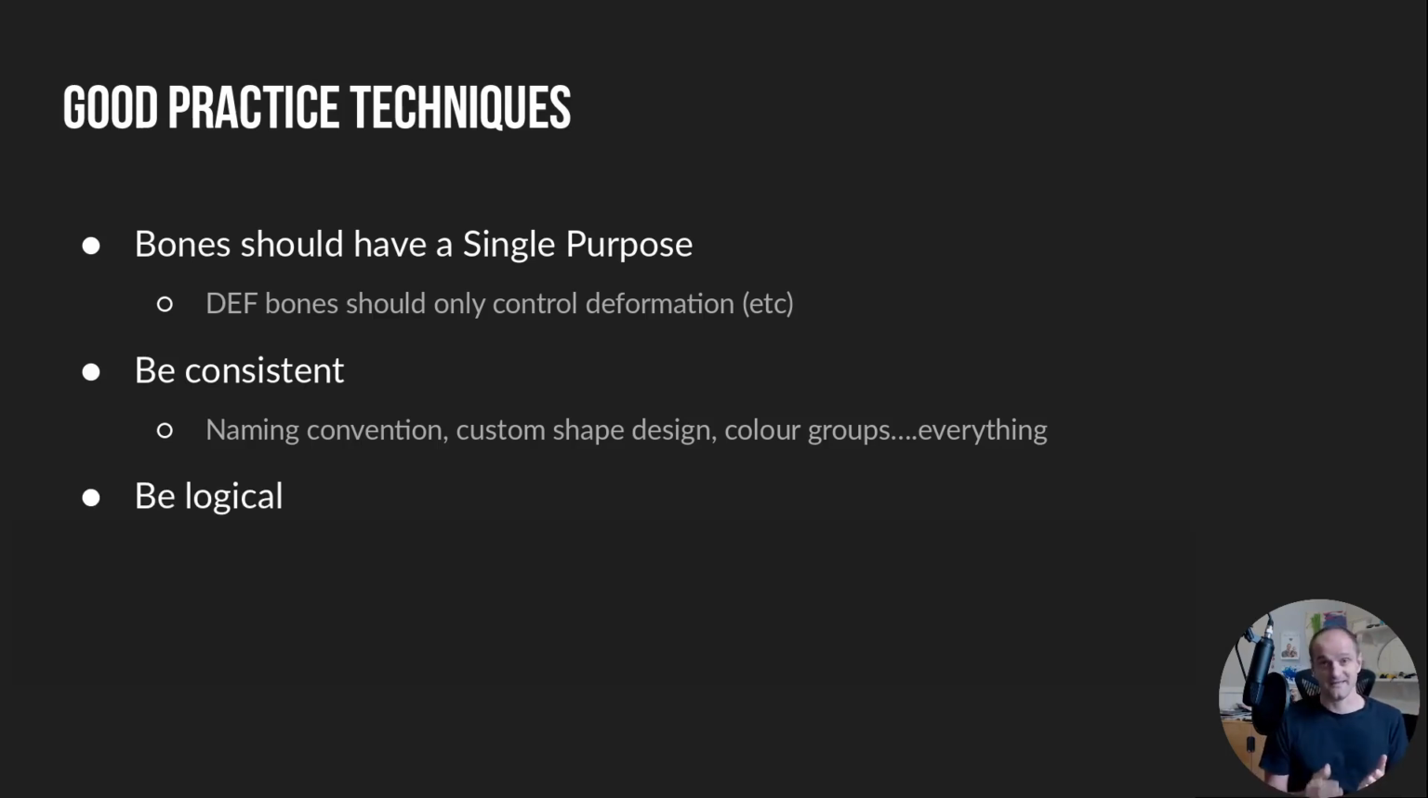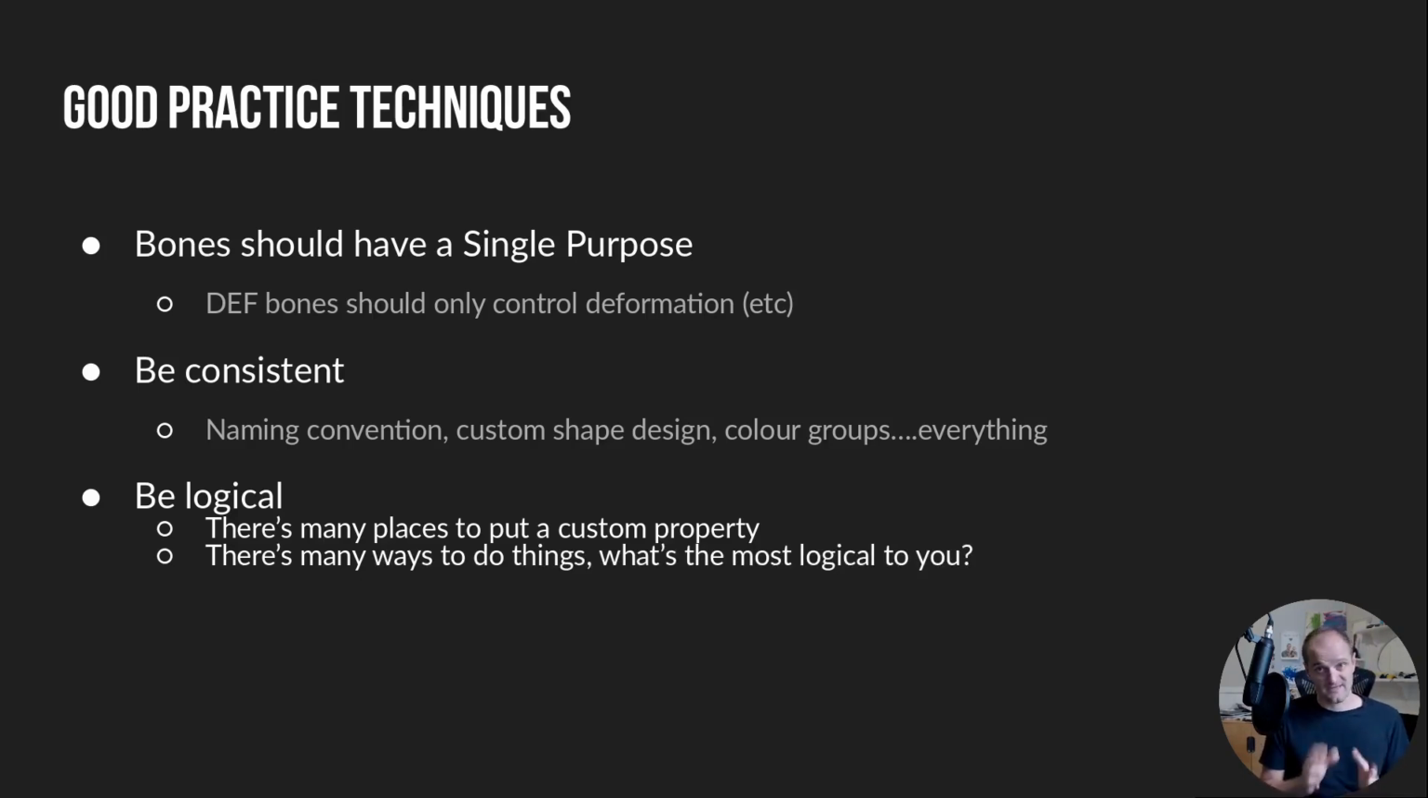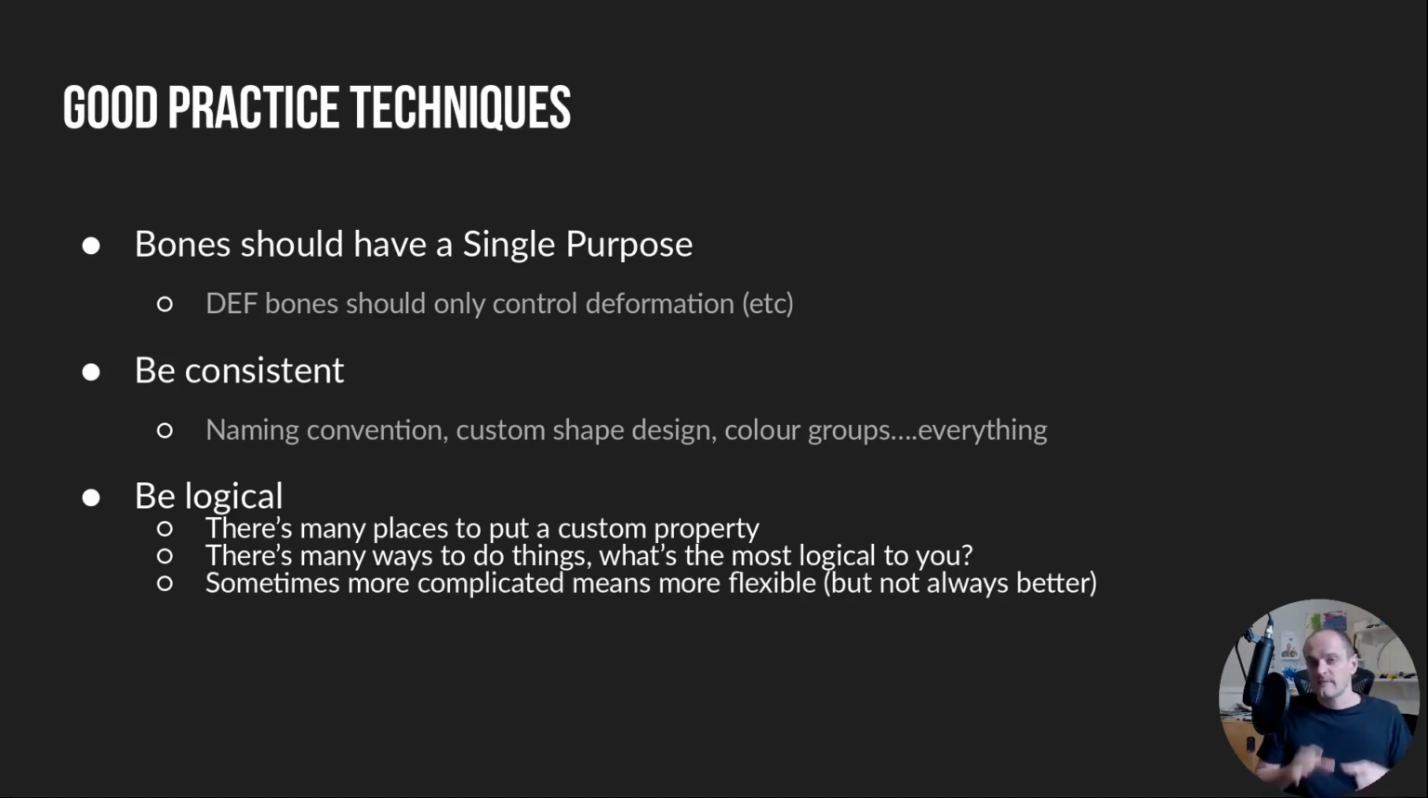And finally, be logical. This can mean many things. For example, there's many places that you can create a custom property, so you need to think of the most logical place to put it. There's also many ways of doing the same thing. So you need to decide as a rigger what is the most logical way for you and your workflow. And don't be afraid to try a few things out and go, oh, it's not logical for me to do that. It takes me longer to do it that way. And sometimes making something more complicated will give it more flexibility, but you need to weigh that up against whether it's logical or not. It's not always better.